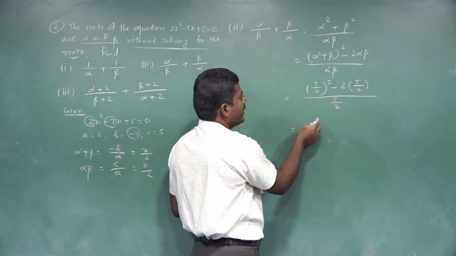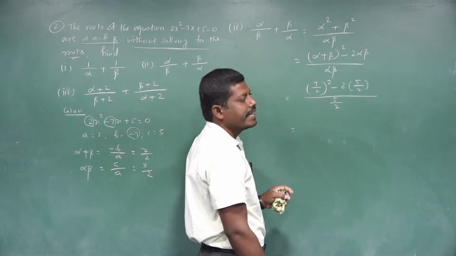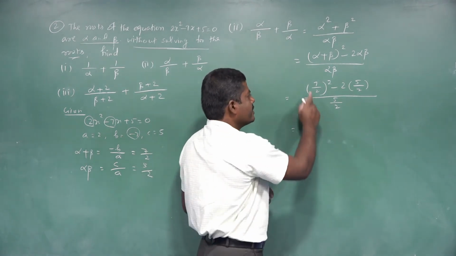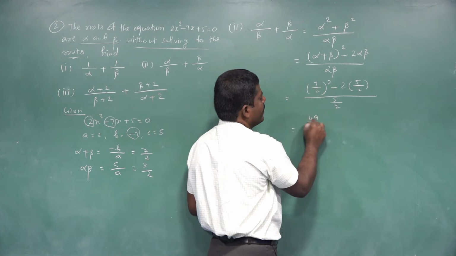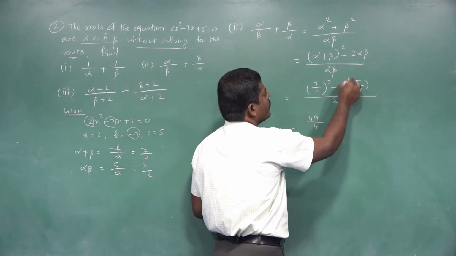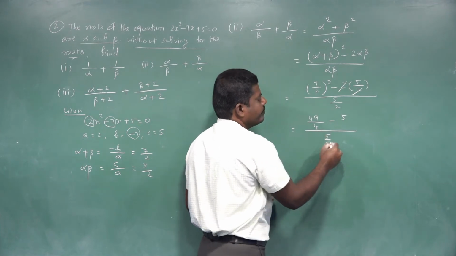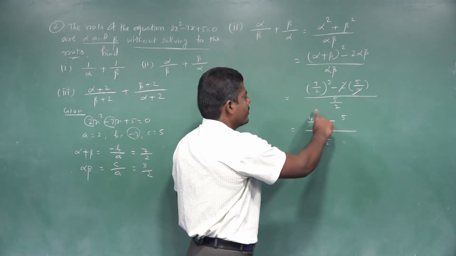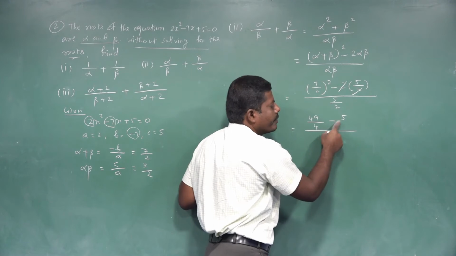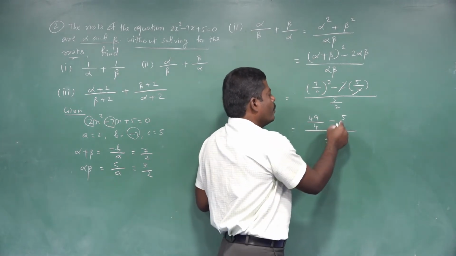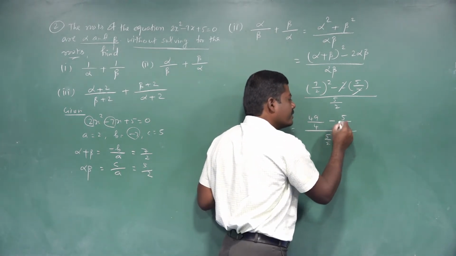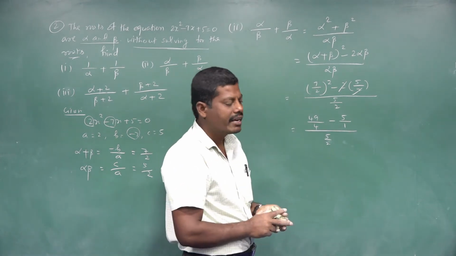Understand? Now here the whole square is there. We want to square the numerator and also the denominator. 7 square is 49 divided by 2 square, 4. Here 2 gets cancelled. Minus 5. Whole divided by 5 divided by 2. Understand? Now we want to subtract this: 49 divided by 4 minus 5. Here, no denominator means we can take 1.